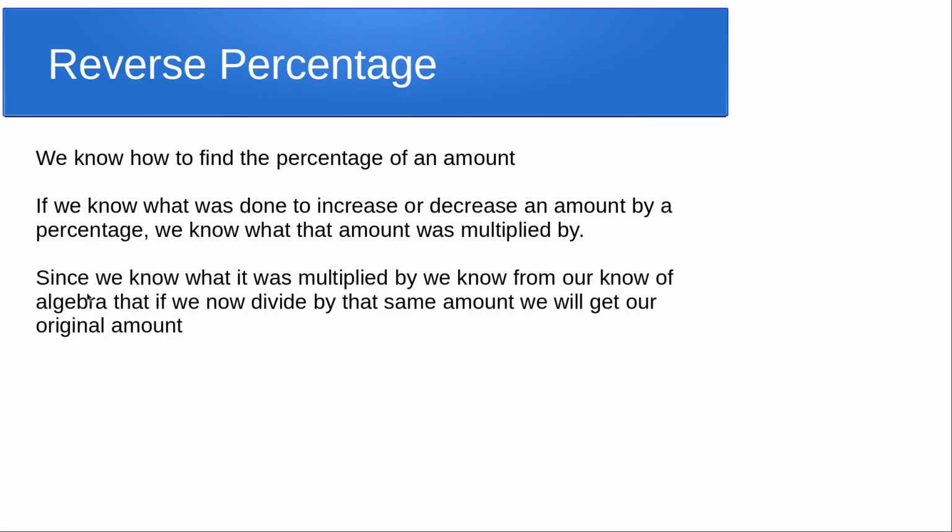So since we know what it was multiplied by, then that means from what we've done with our algebra that doing the opposite gets us back. So we know that we have to divide by the same amount to get the original amount. So that's really important. Because we know what we multiplied by, we now know that we divide by that amount to get the original amount that we started off with.